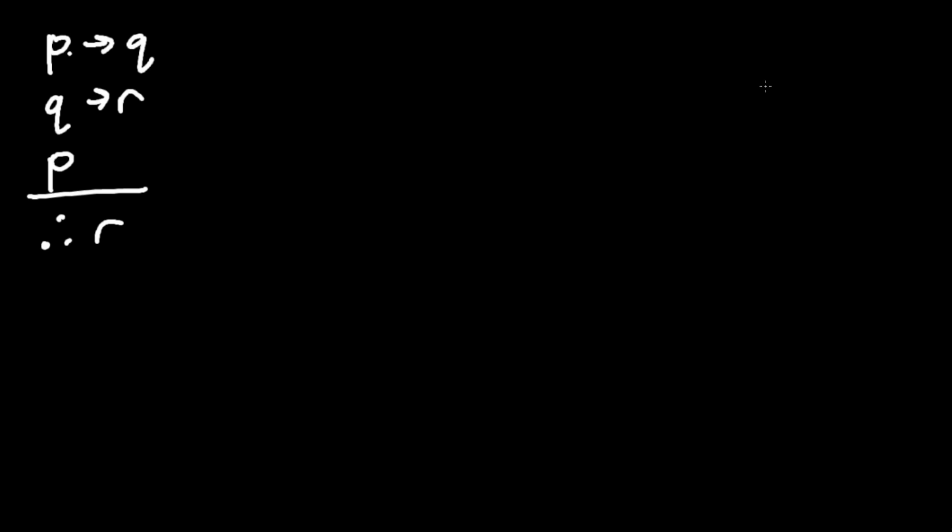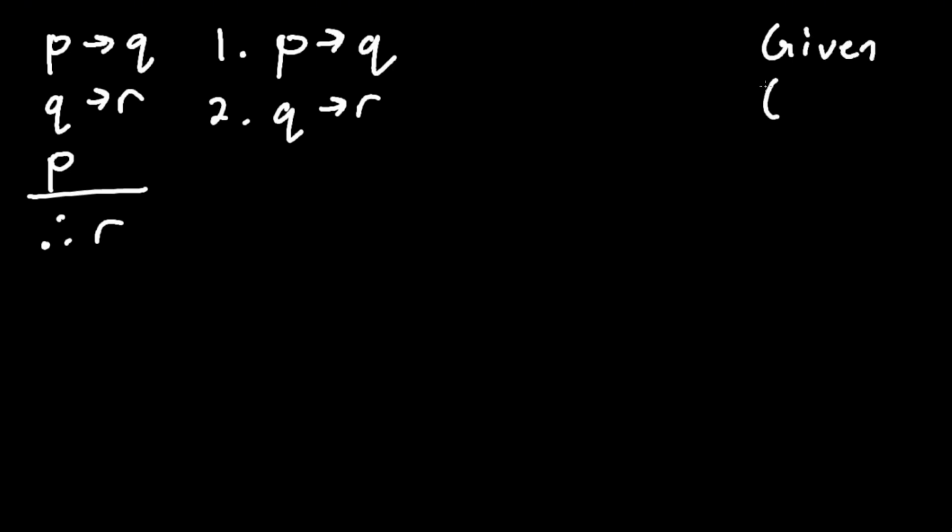So we want to prove R based off of these arguments right here. So let's write down P → Q first and Q → R. And the reason why I'm writing these two down first is because right here we have P → Q and Q → R. Off the bat, that looks like what? That looks like hypothetical syllogism.